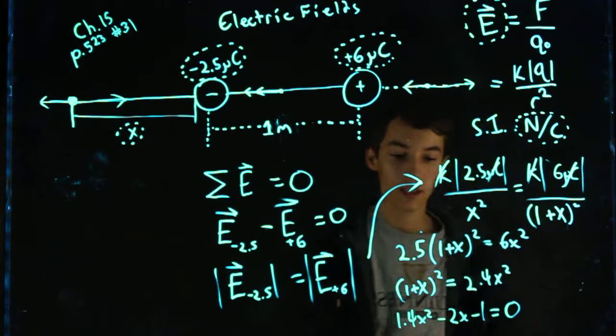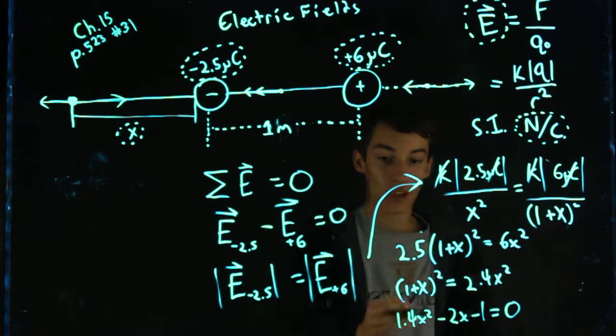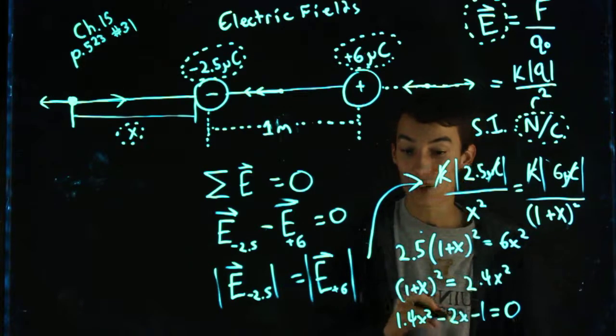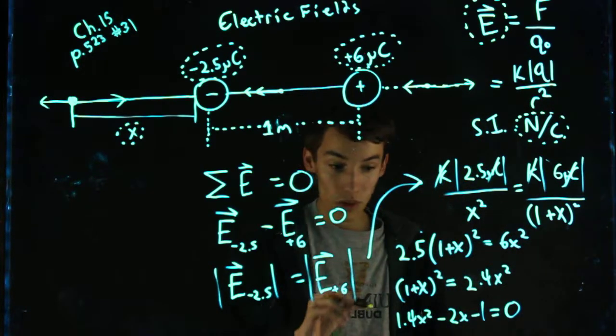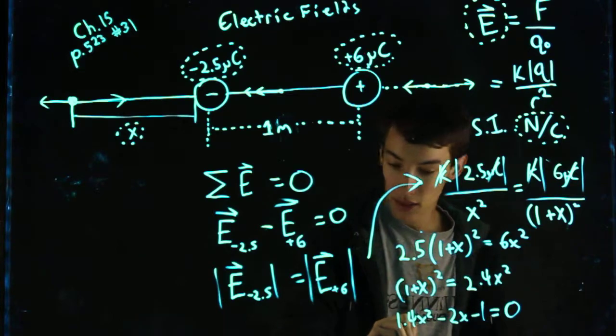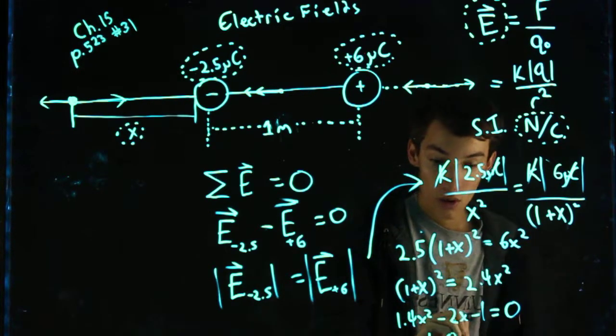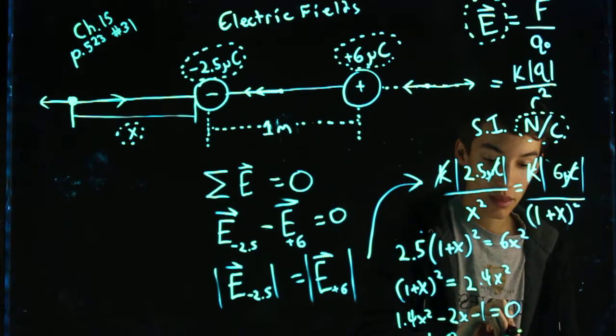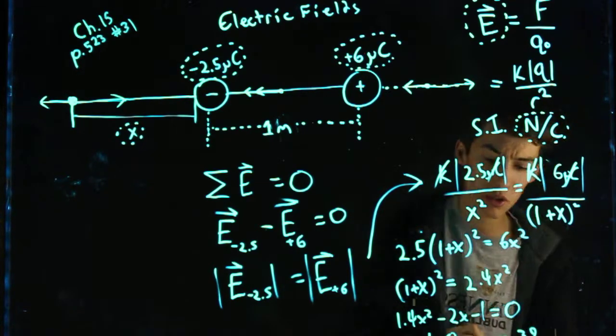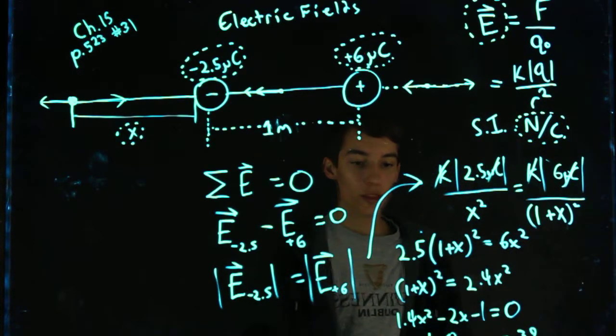And so from this point, you can use any of your strategies. It looks like quadratic formula is going to be the easiest one to do. And so you will get two answers. You'll get that x equals 1.8 or negative 0.39. And so we have two solutions. So we ask, well, which one of them are we going to use?